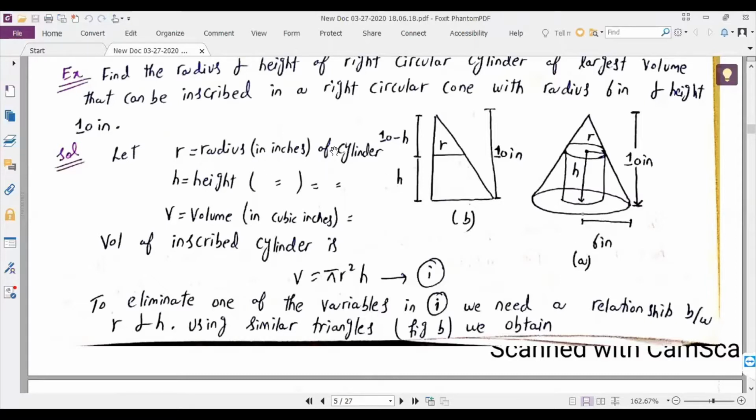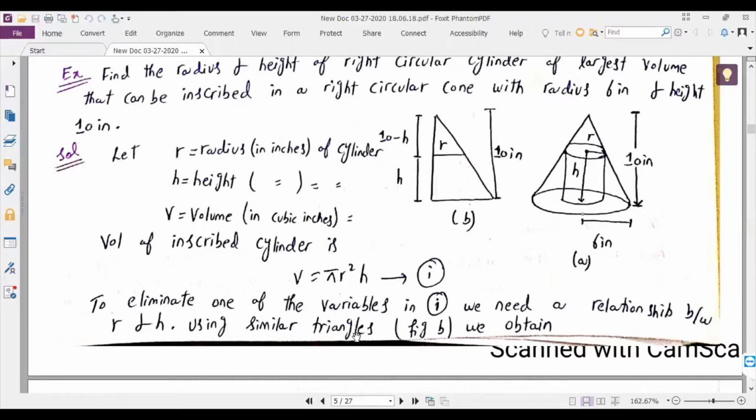Here R denotes the radius of the cylinder, H is the height of the cylinder, and V is the volume. The volume of the inscribed cylinder is V equals pi R square H. So this is equation 1. The volume V is a function of two variables R and H. So to eliminate one of the variables in equation 1, we need a relationship between the radius and the height.